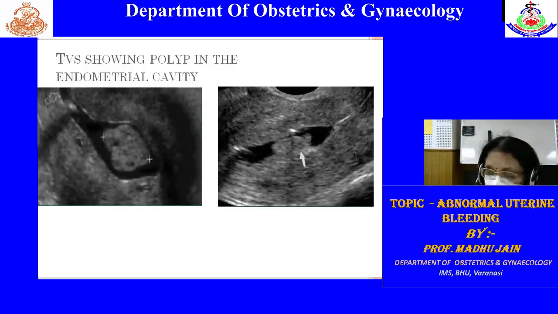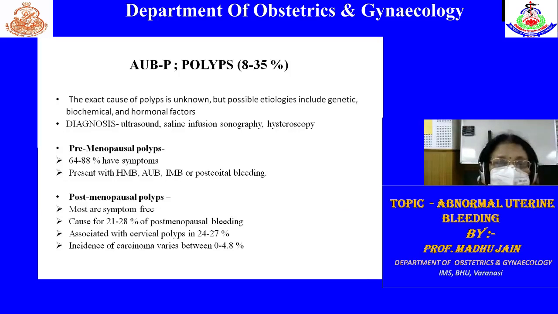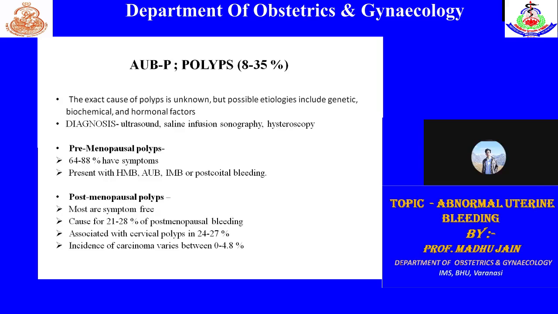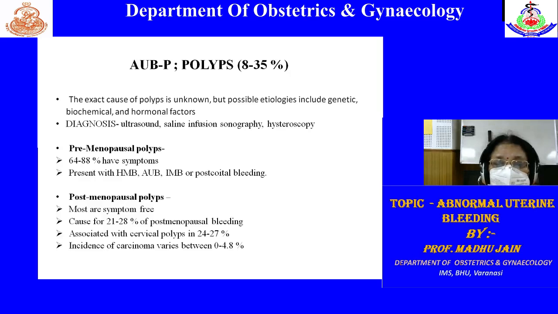One is the AUB-P. P means, when you write AUB-P, abnormal uterine bleeding and the polyp. That is present in 8 to 35% of patients. In the postmenopausal patient, it is present in 21 to 28%, and it is a very common cause in the postmenopausal patient, while the incidence of malignancy varies up to 4.8%. And here, the diagnosis is usually by ultrasound, TVS is the most important ultrasound investigation, saline infusion sonography, and sometimes hysteroscopy if it is indicated.